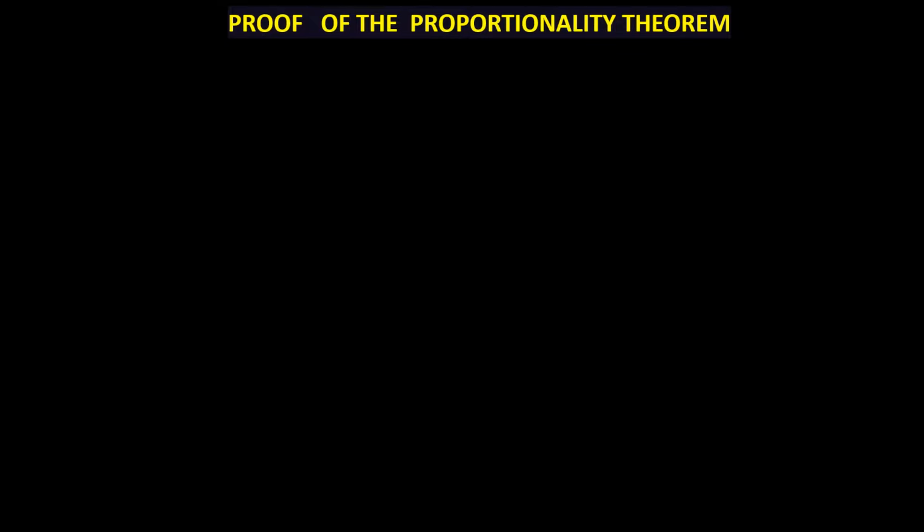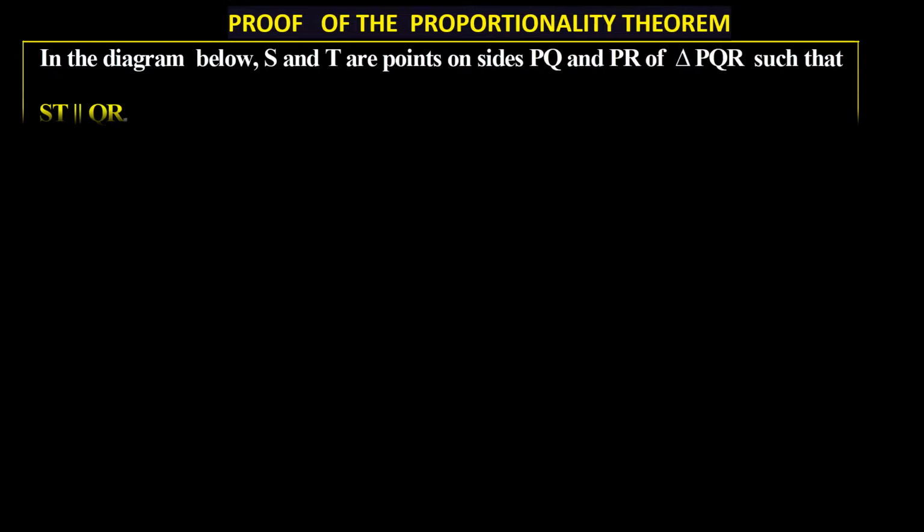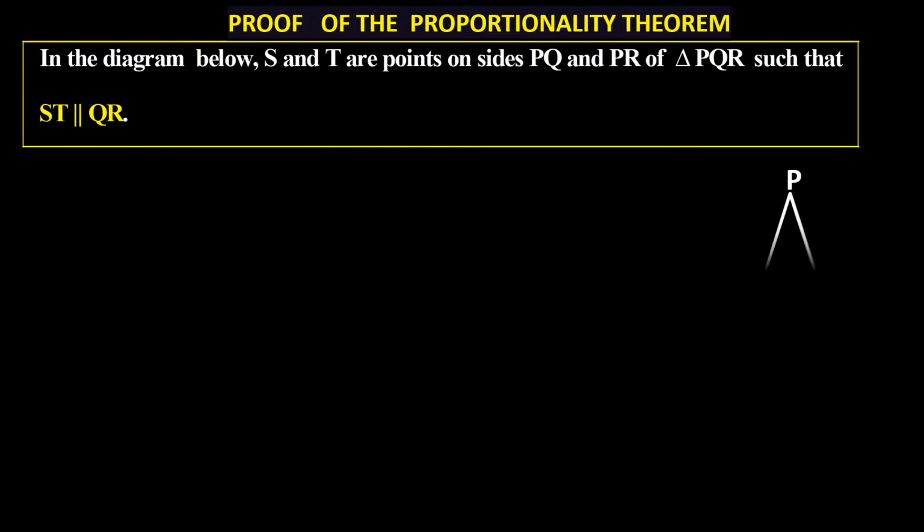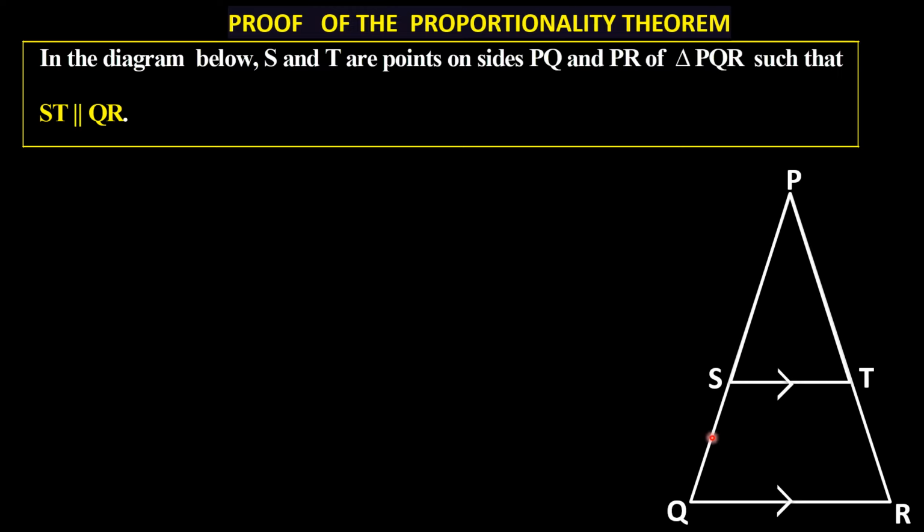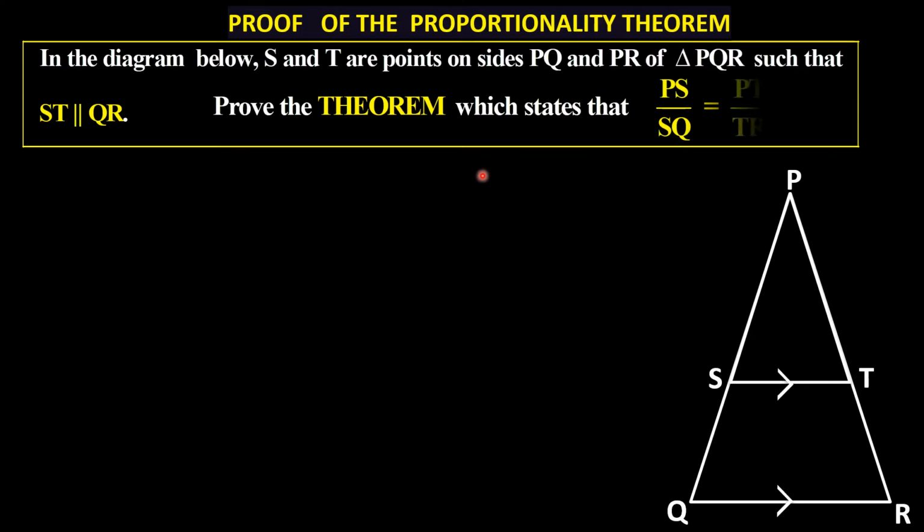In this slide here, we're going to do the formal proof of the proportionality theorem. To be able to do this, we're going to use triangle PQR with S a point on PQ and T a point on PR, such that ST is parallel to QR. And we want to prove the theorem, which will state that PS over SQ is PT over TR. So we want to prove that ST divides the other two sides in proportion.